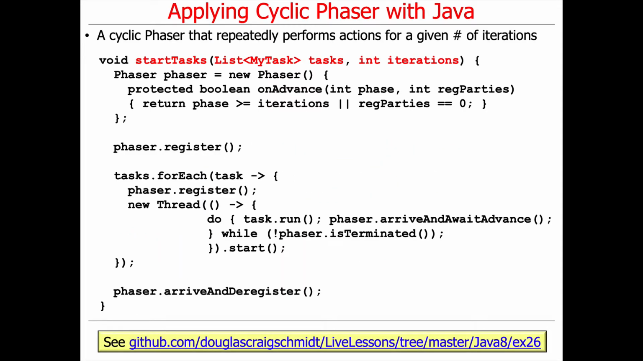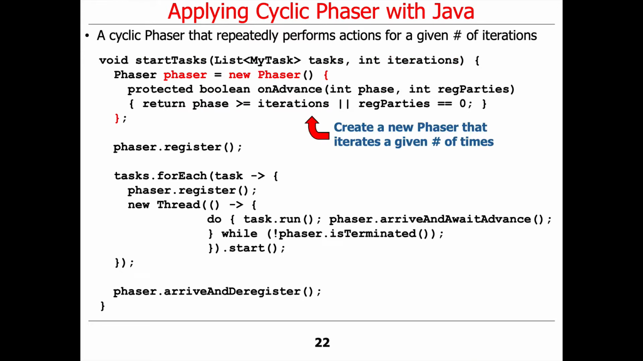Let's now take a look at applying a cyclic phaser with Java. This cyclic phaser will repeatedly perform actions for a given number of iterations, which, as you can see, are passed in to the startTasks method along with a list of tasks we want to run for those iterations. Once again, you can download this example in my GitHub repository. We start by making a new phaser that will iterate for a given number of times. It does this by defining the onAdvance hook method, which is used to determine when the phaser should terminate. The phaser will terminate when all the iterations have completed, when the phase number, which is incremented every time the phaser advances, finally reaches the iterations parameter that was passed into the startTasks method.